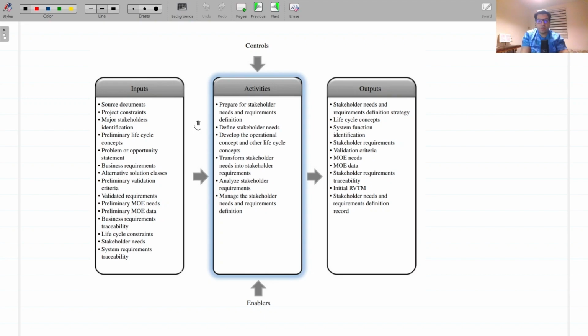Analyze the set of requirements for clarity, completeness, and consistency. Include review of the analyzed requirements to the applicable stakeholders to ensure the requirements reflect their needs and expectations. Negotiate modifications to resolve unrealizable or impractical requirements. Manage the stakeholder needs and requirements definition.